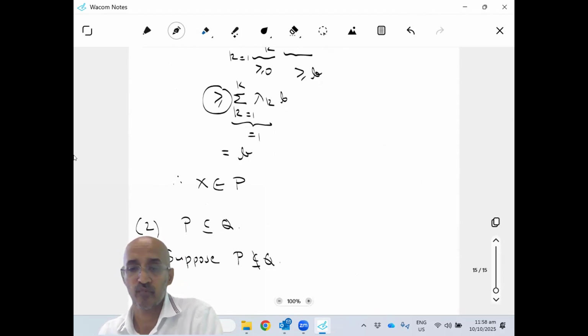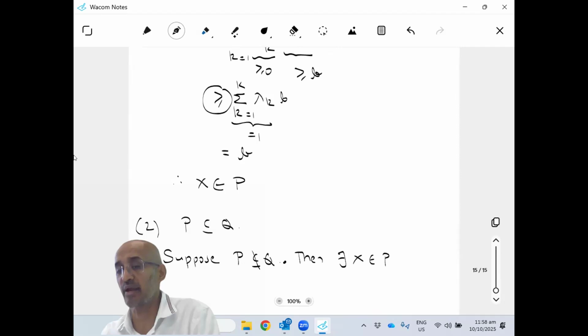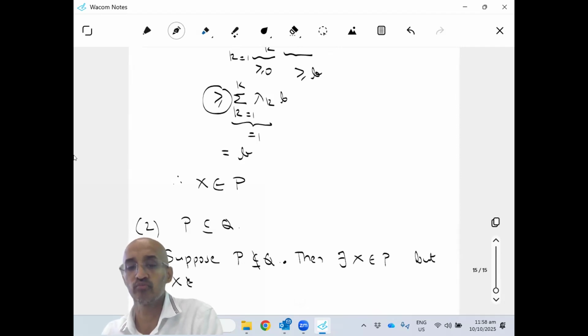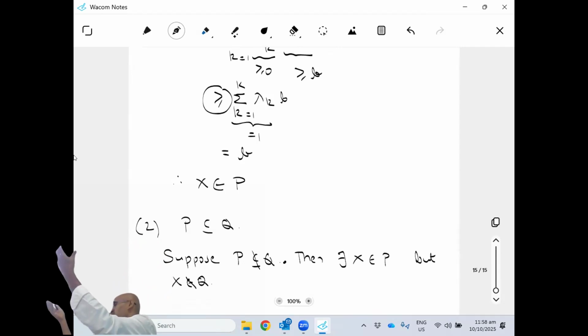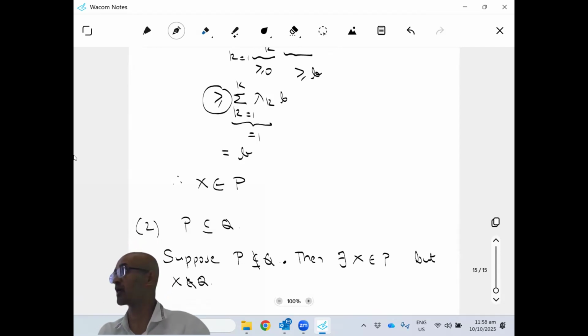Then because P is non-empty, there exists some X which is in P. P is not a subset of Q, right? And P is non-empty. There exists some X in P, but X is not in Q. So I'm going to prove by contradiction. If P is not a subset of Q and P is non-empty, I can find some point in the set P which doesn't lie in the set Q. That's because of this assumption.